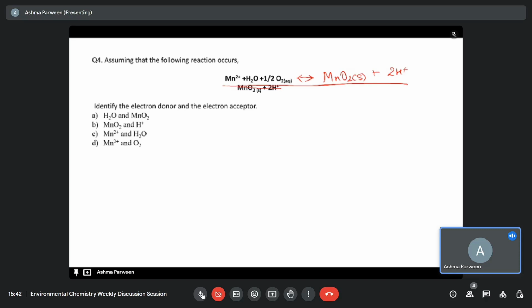So electron donor will be something which is getting oxidized, and electron acceptor will be those which is getting reduced. So again, I'll give you 3 minutes. We can also find out the electron donor and acceptor on the basis of the charge on the compound. Just take your time and write the correct answer in the chat box.